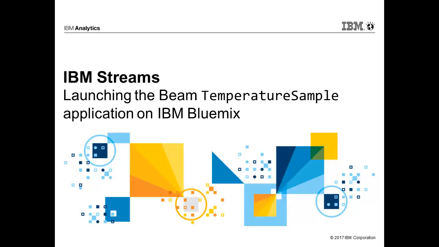This video shows how to launch the temperature sample application on IBM Bluemix using the IBM Streams runner for Apache Beam. You must have already set up a streaming analytics service, downloaded the runner, and created credentials as shown in the videos: creating a streaming analytics service on IBM Bluemix, downloading and installing IBM Streams runner for Apache Beam, and creating a credentials file for the streaming analytics service on IBM Bluemix.